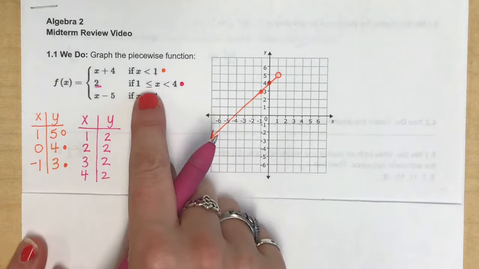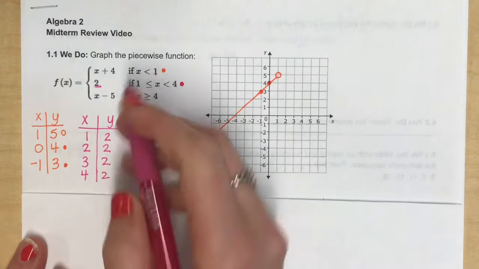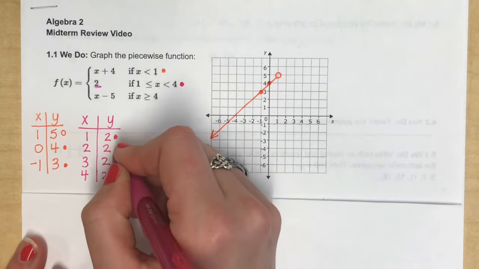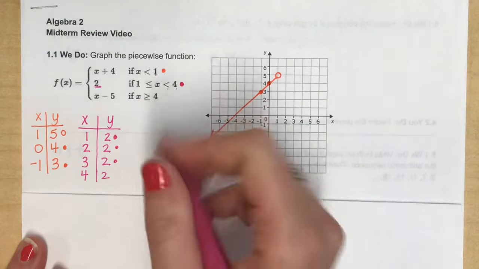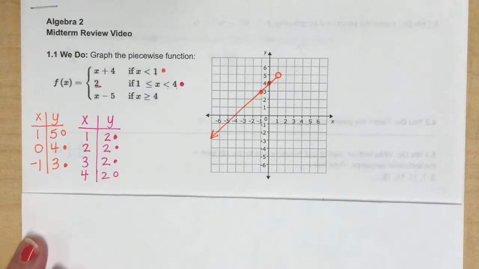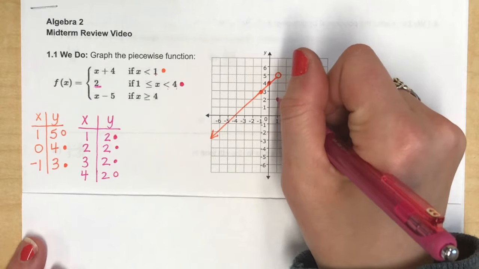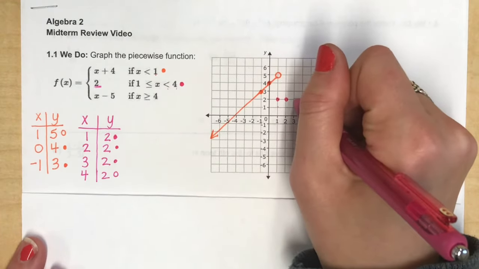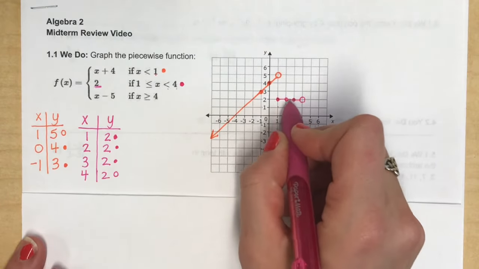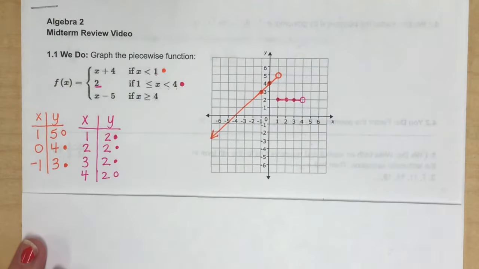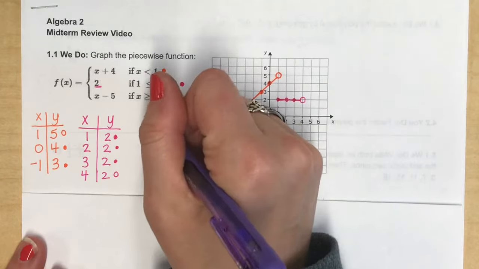Now it says x is greater than or equal to 1. So at the 1, I'm going to have a closed circle, closed circle, closed circle, and then it's less than 4, so that's an open circle. Now I'm going to graph it. 1, 2 is a closed circle, 2, 2, 3, 2, and 4, 2 is my open circle, and that's my second piece.